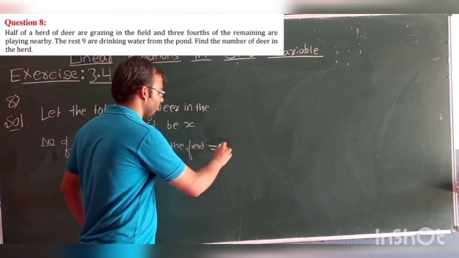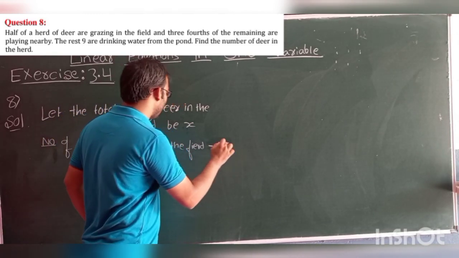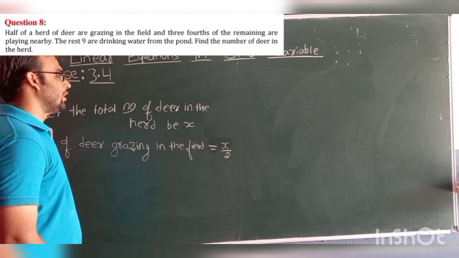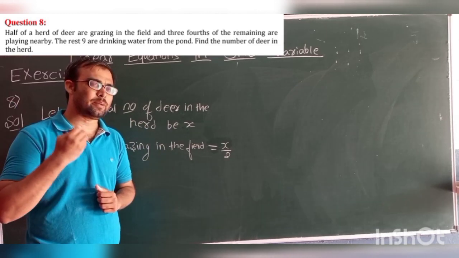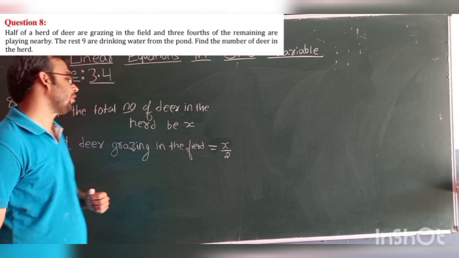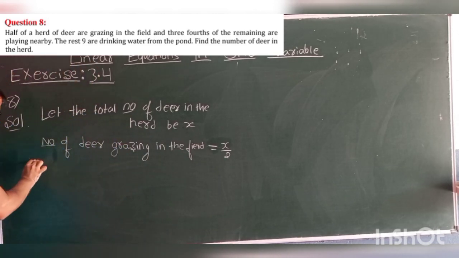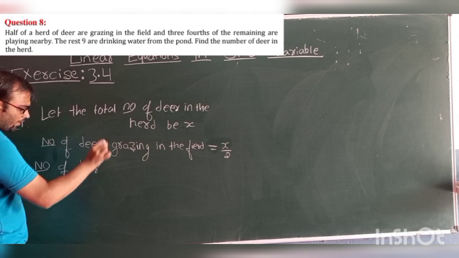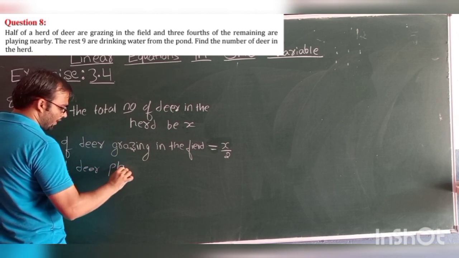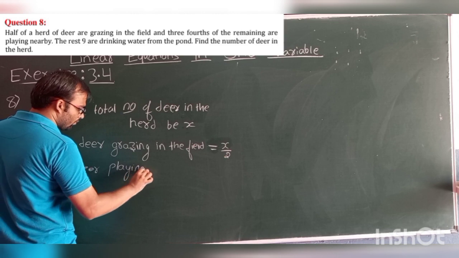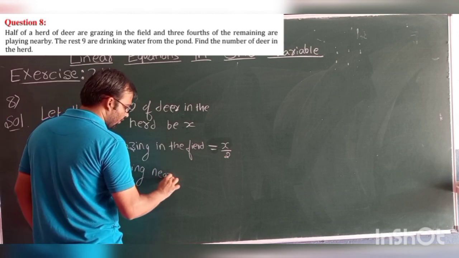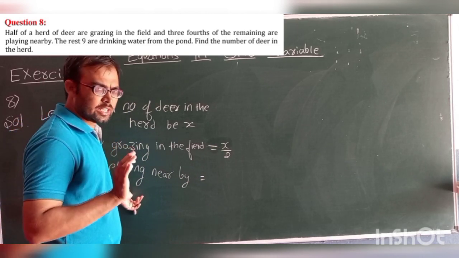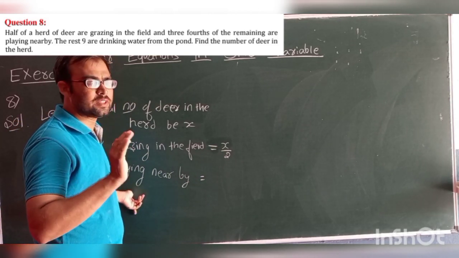X by 2. Okay, so here the number of deer grazing in the field is what? X by 2. Next, what they have given? 3/4 of the remaining deer are playing nearby. Okay, number of deer playing nearby equals to, see here students, so what they have given? They have given 3/4 of the remaining.